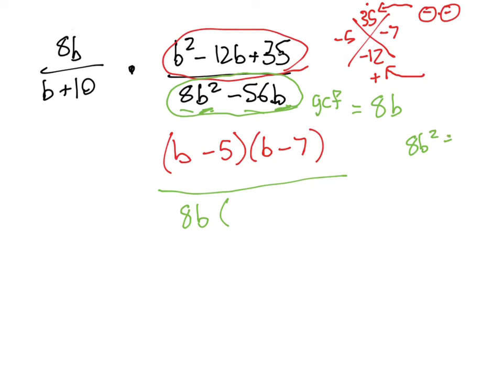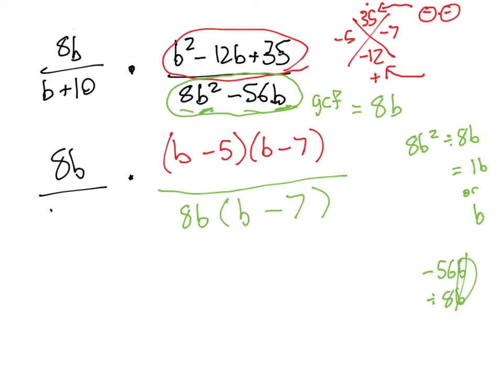8b squared divided by 8b is going to be 1b, or just b by itself. 8 divided by 8 is 1, and b squared divided by b gives us b. When we divide negative 56b by 8b, these b's will cancel out. Anything divided by itself is 1, and negative 56 divided by 8 gives us negative 7.